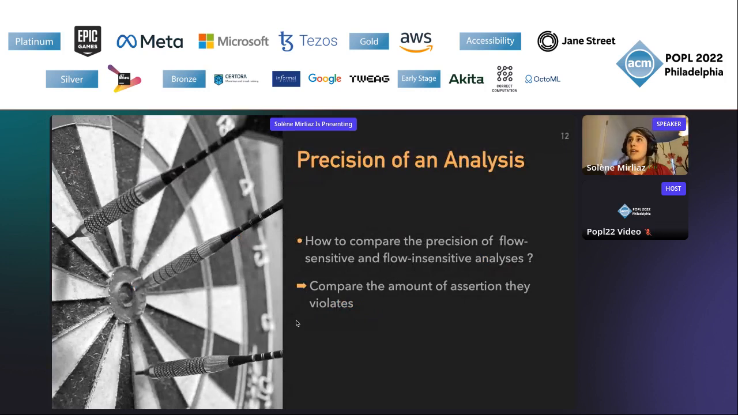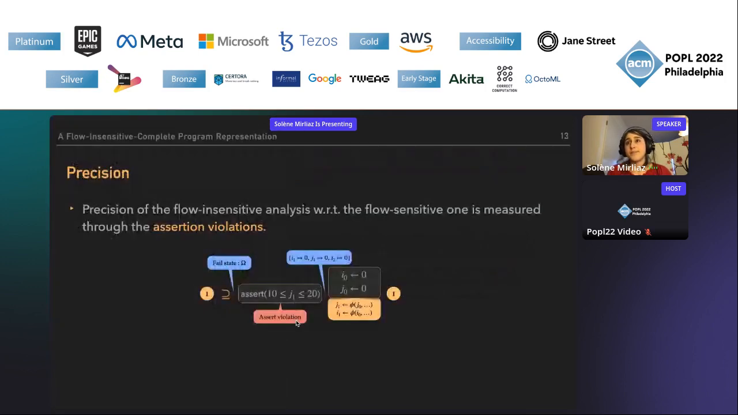So first, let us talk about the precision, what we mean by that between a flow-sensitive and a flow-insensitive analysis. As the goal of the analysis is to prove assertions, we will measure the precision with respect to the assertion violated by both analyses. And so I define the fail state omega to be the result of the application of an assertion on a state that violates the assertion.